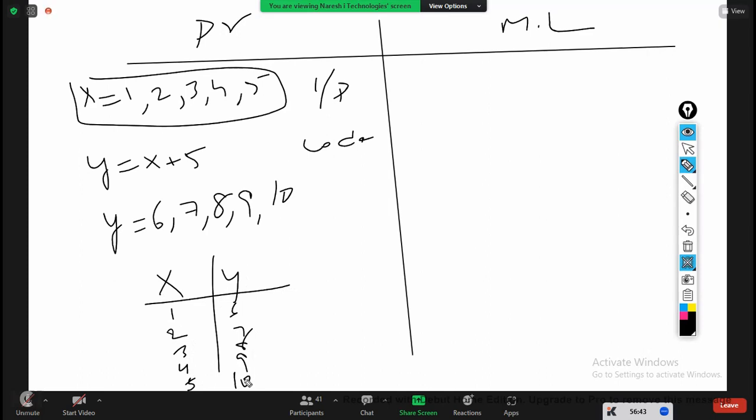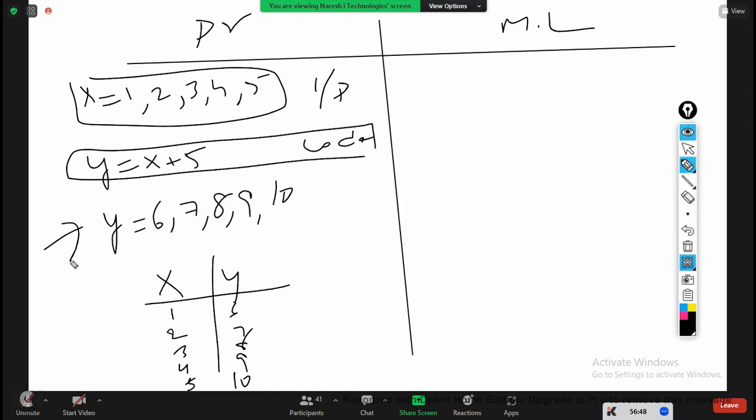Right? You write the code, and whatever the machine has given out is called the output. This is normal programming. This is what we have done till now.